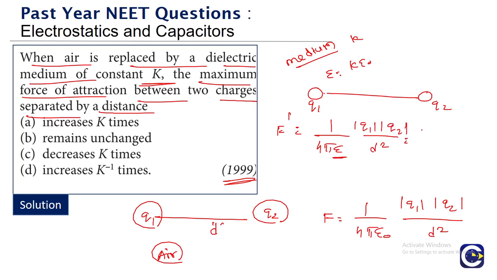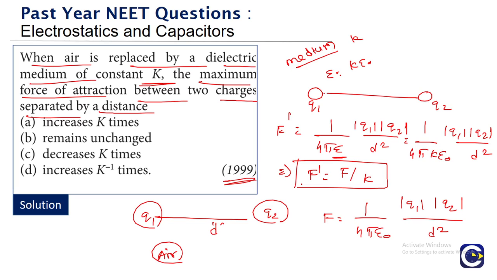But what is this epsilon? K times epsilon naught. So what we see here is that this F dash is nothing but F by K. So when we change the charges from air to another medium, the force of attraction, or if the charges are of the same type, the force of repulsion between them, will decrease by K times. The correct answer for this is option C.